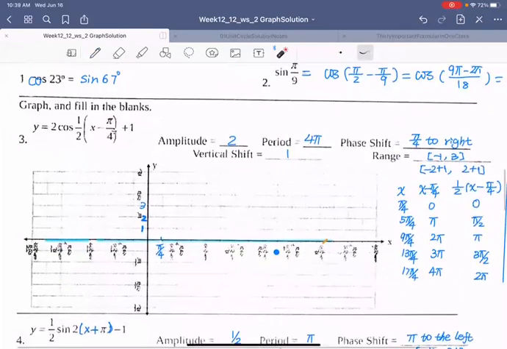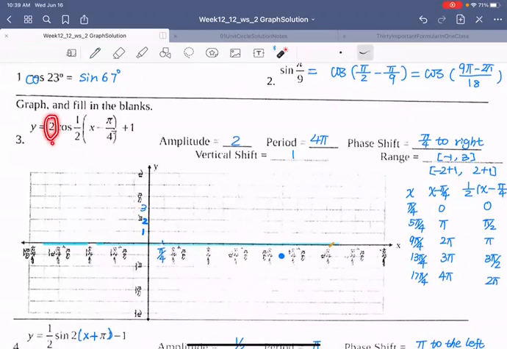The amplitude, that guy is the amplitude. That guy is the vertical shift. And for the period, the B value is 1/2. That is the B value. So B equals 1/2. T equals 2 pi over B, which is 4 pi. This is 4 pi.